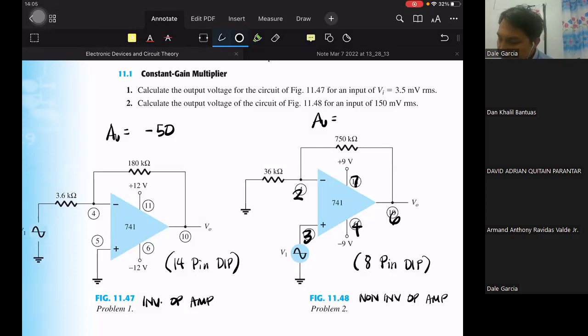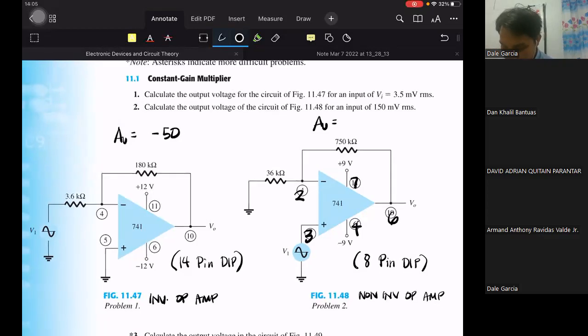Wait. This is inverting. 180 divided by 3.6 is negative 50. Negative 50, I think. Correct. Am I correct? Sige, sir.